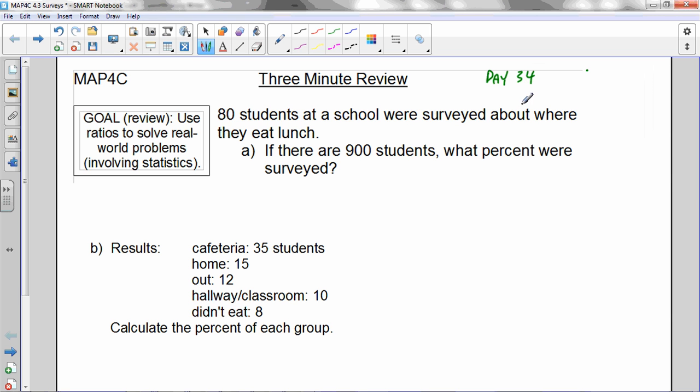Hello there. This is MAP4C, day 34. The lesson is 4.3 on surveys. The 3-minute review question is some ratio stuff, and off we go.